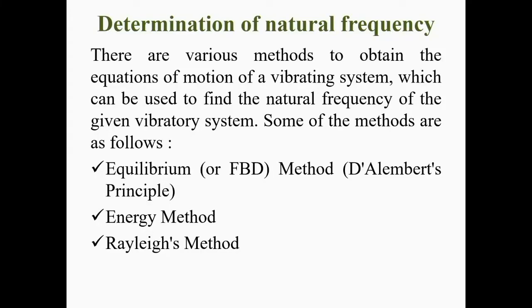Determination of natural frequency. Now, to determine the natural frequency of the system, there are three methods which we can use. First, the equilibrium method; second, the energy method; and then the Rayleigh method. In the equilibrium method we need to draw a free body diagram of the system, so it is also known as the FBD method. By using these three different methods we can determine the natural frequency of the system.